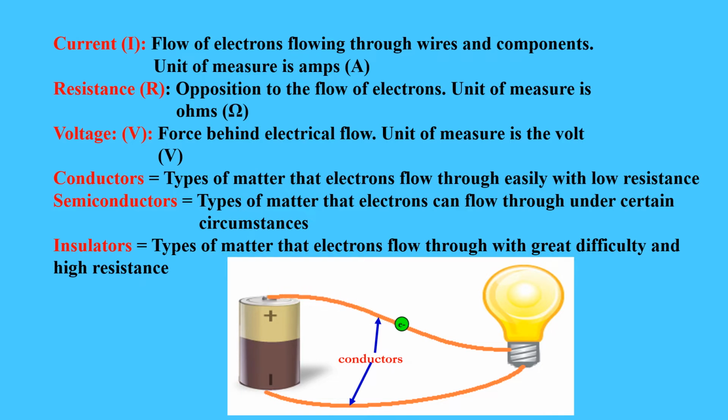Resistance, R, is the opposition to the flow of electrons. The unit of measure of resistance is ohms. Voltage, V, is the force behind electrical flow. Its unit of measure is the volt. Conductors are types of matter that electrons flow through easily with low resistance. Semiconductors are types of matter that electrons can flow through under certain circumstances. And insulators are types of matter that electrons flow through with great difficulty and high resistance.